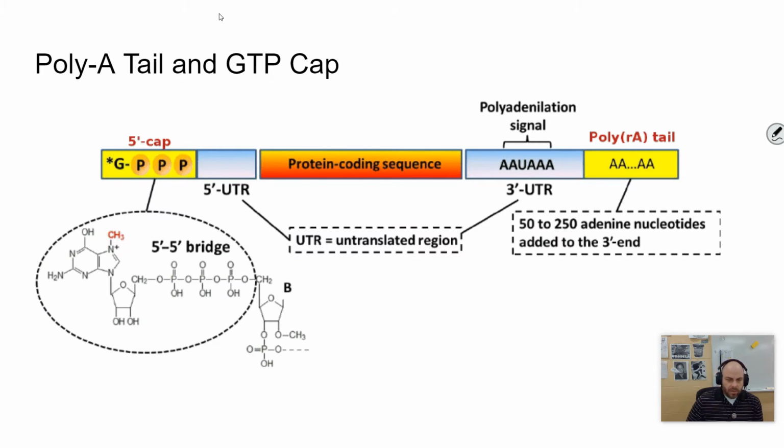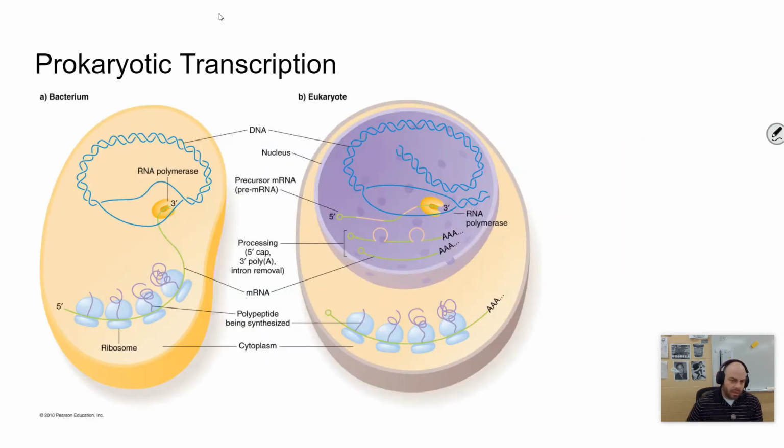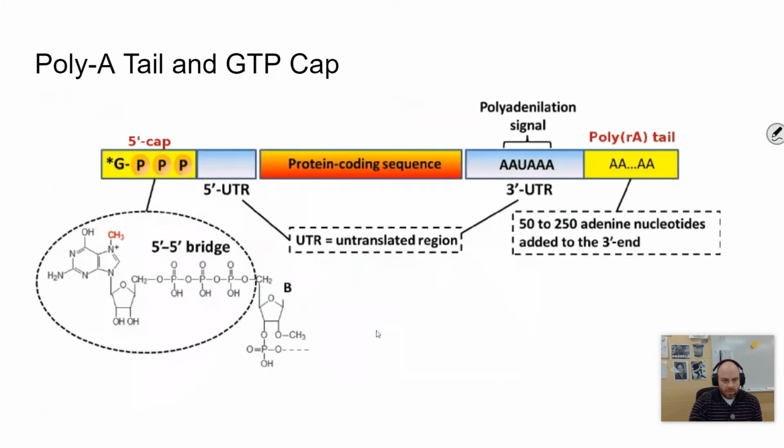So let's talk about the modifications that are going to occur to the RNA after transcription in a eukaryotic cell. This is not happening in a prokaryotic cell because, again, they're happening at the same time. And so a eukaryotic RNA has to be modified, largely because of the difference between the environments in the nucleus and outside in the cytoplasm. Cytoplasm is a dangerous place.